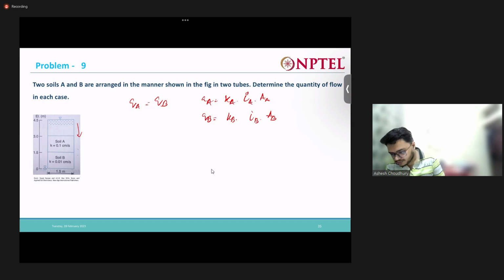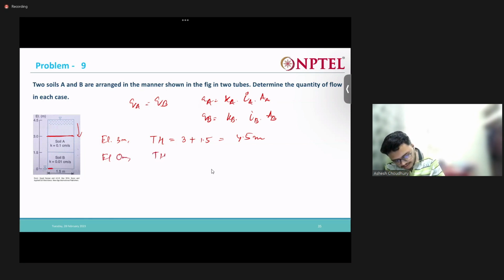Let us see what is the total head at this point. At elevation 3 meter, what is the total head? The elevation head is 3, and what is my pressure head at 1.5? So my total head is 4.5 meter.